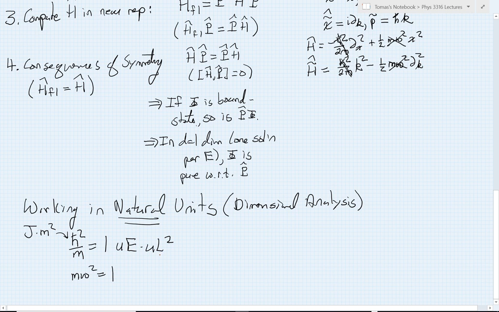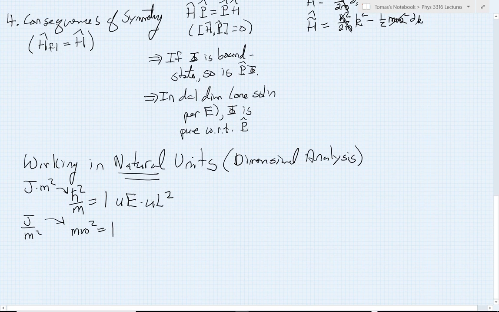M omega squared has a similar issue with it, right? It has units because when I multiply that one by x squared, I get something with units of energy. So its units must be joules per meter squared. So this one would have natural units of joules per meter squared in standard units, and in natural units, it's going to be 1, numerically speaking, but it's going to be 1 unit energy per unit length squared.